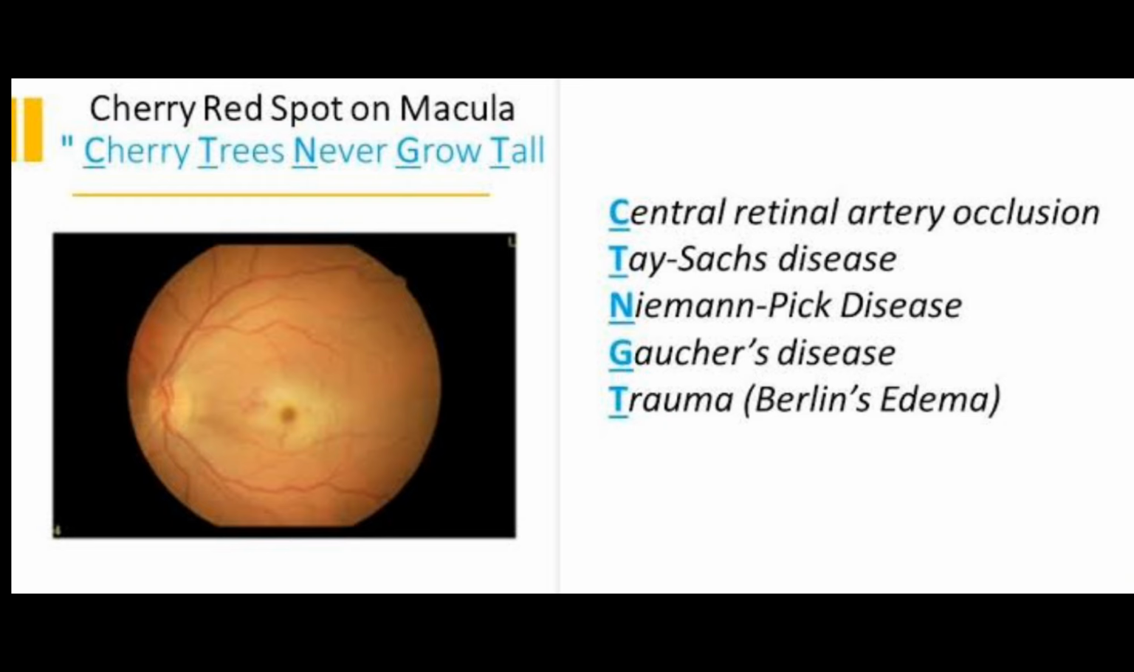A few of them are named here, and the mnemonic for it is cherry trees never grow tall. C for central retinal artery occlusion. In vein occlusion, it was splashed tomato appearance. Then T, trees: T for Tay-Sachs disease, N for Niemann-Pick disease, G for Gaucher's disease, and T for trauma. In trauma, it is known as Berlin's edema. So it is seen in central retinal artery occlusion, Tay-Sachs, Niemann-Pick, and Gaucher's. These are metabolic diseases, and then trauma.